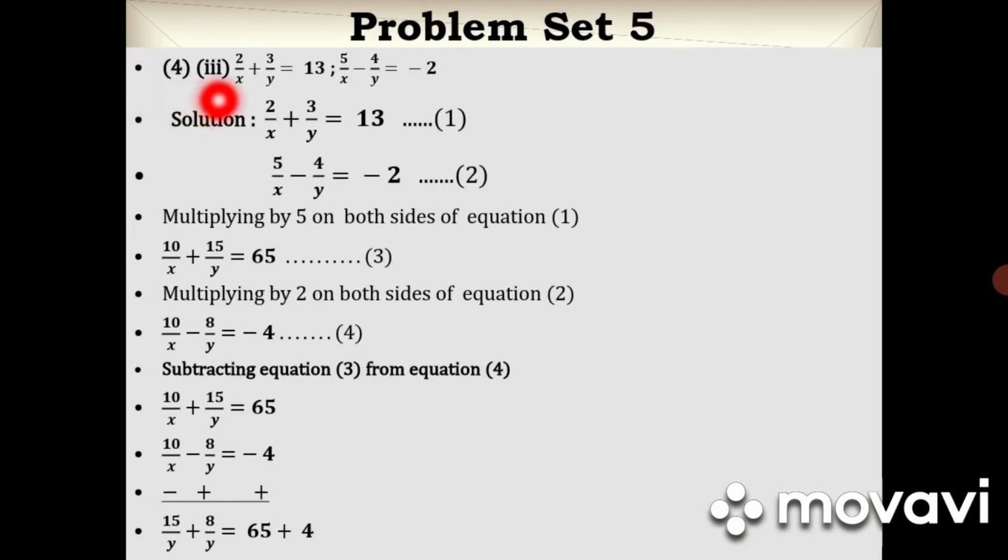Question 4, subdivision 3. 2 upon x plus 3 upon y is equal to 13. 5 upon x minus 4 upon y is equal to minus 2. Solution.